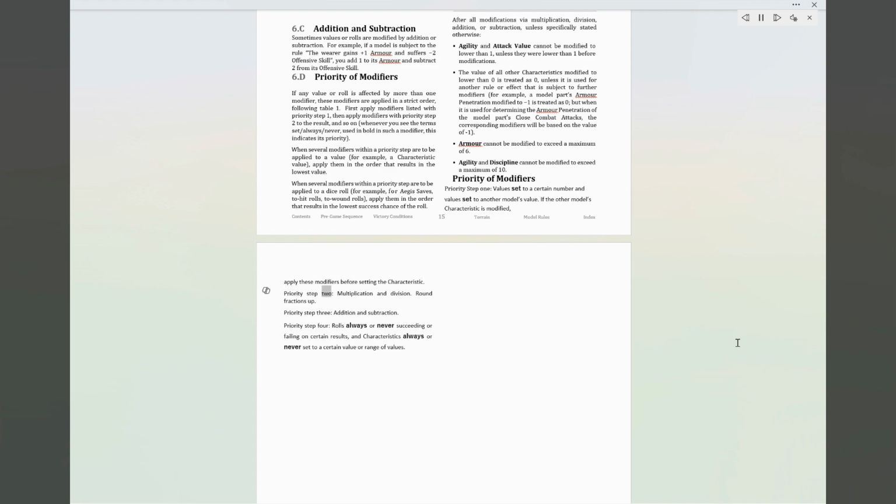Priority step 2. Multiplication and division. Round fractions up. Priority step 3. Addition and subtraction. Priority step 4. Rolls always or never succeeding or failing on certain results, and characteristics always or never set to a certain value or range of values.